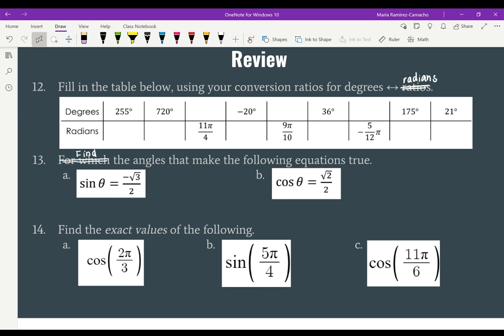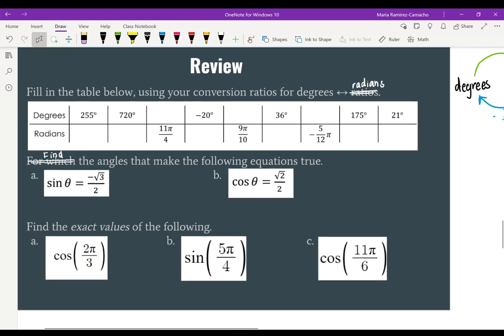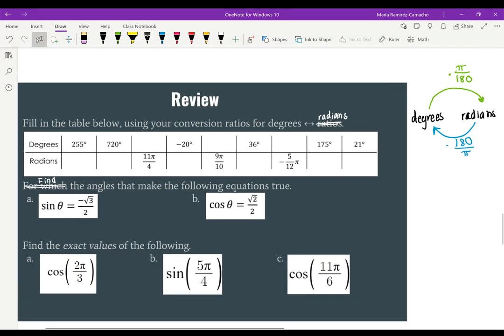All right, this slide has some review problems on it from the first section of Chapter 7. Number 12 says fill in the table below using your conversion ratios for degrees to radians. As a reminder, to convert from degrees to radians, we want to multiply by pi over 180. And simplify, you want to leave your answer as a fraction if possible. And then to go from radians to degrees, we want to multiply by 180 over pi.